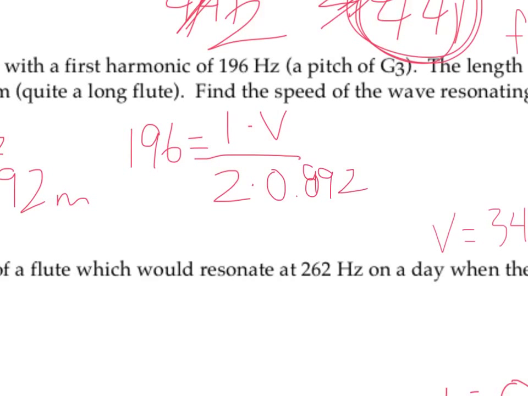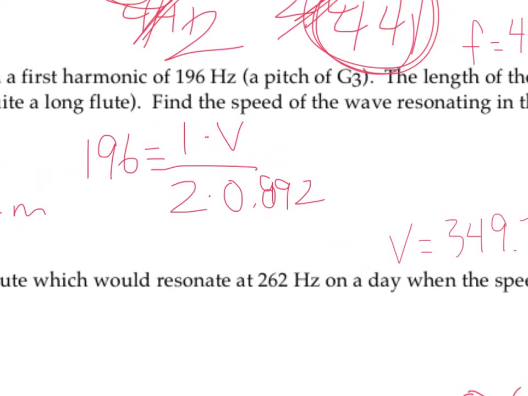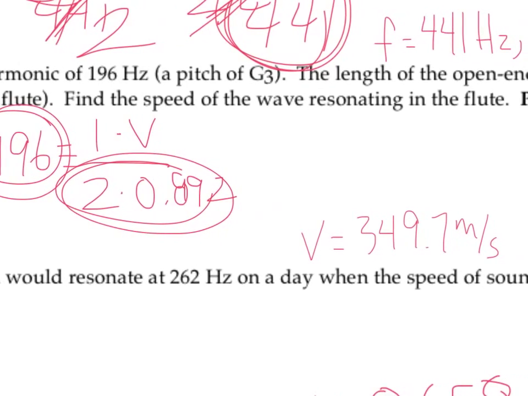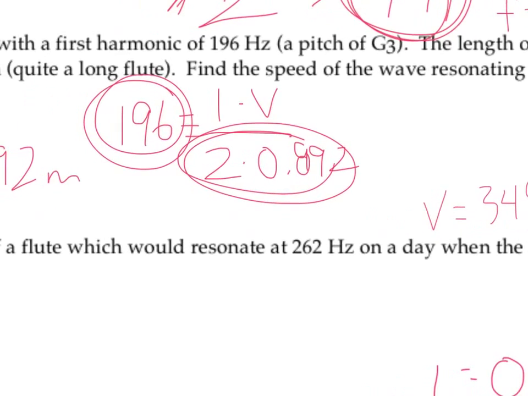So we're going to multiply by the bottom of our fraction here times our 196. We'll divide by 1 if you want to, but you don't really need to, of course. You should end up with a velocity here of 349.7 meters per second.